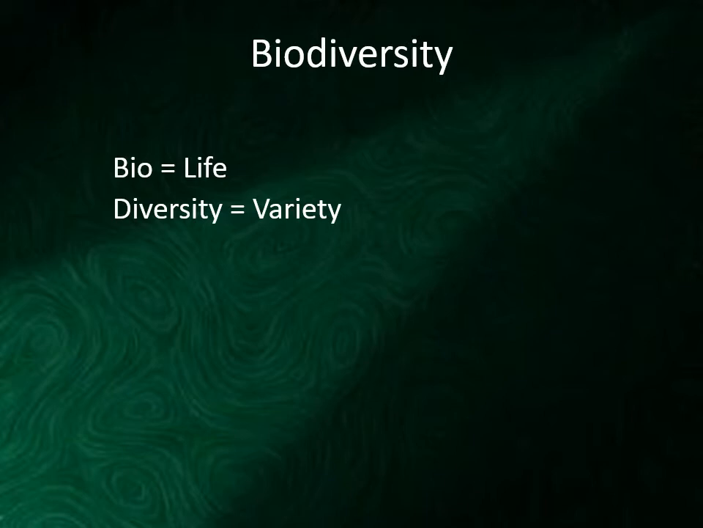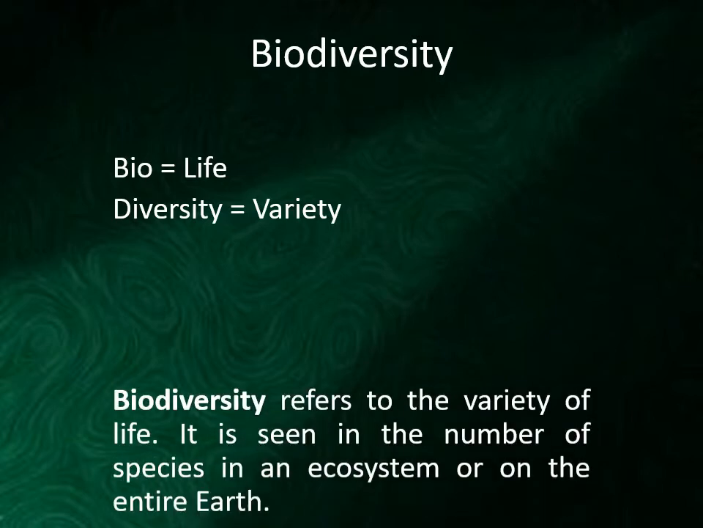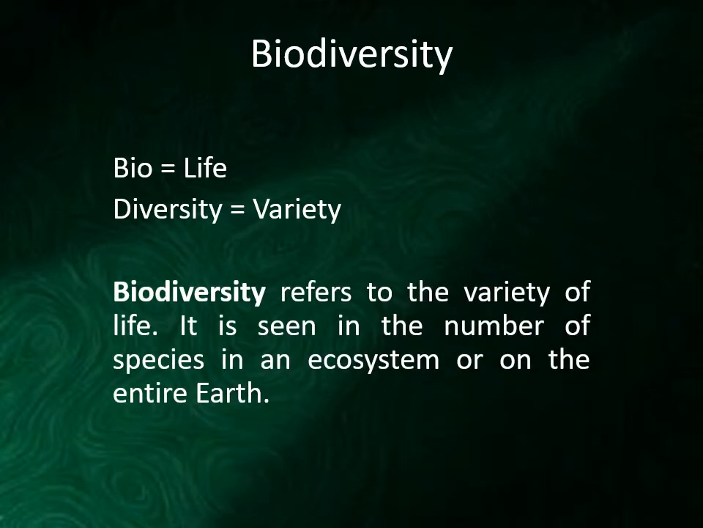The word biodiversity, if we look at this word carefully, consists of two different words: bio, which means life, and the second part is diversity, which means varieties. So if you club these two terms into one term, the word biodiversity means the variety of life forms in our surroundings, or in the ecosystem, or in the entire earth.